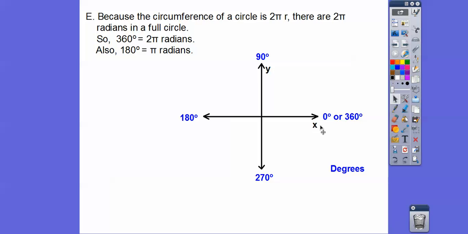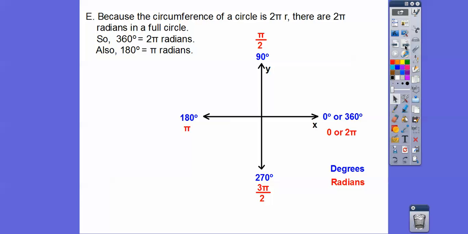Here it is in degrees. This is 0 degrees, or if we go all the way around, it's 360 degrees. Right here, this is 90 degrees, this is 180, and then just keep adding 90. This is 270, and add 90 is 360. If we added 90 again, we get 450 right here. If we added 90 again, that'd give us 540, and so on.